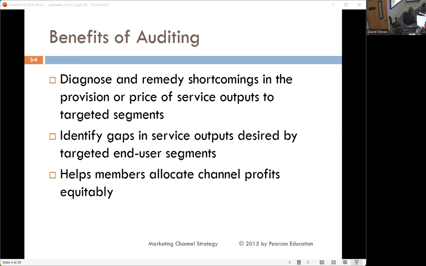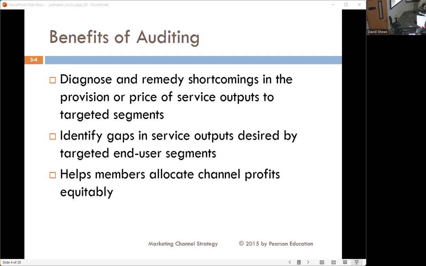Identify gaps in the service outputs. There may be things that consumers want more if we spent more time thinking about it. And then finally, it helps the members who are in the channel system get rewarded for their honest efforts.